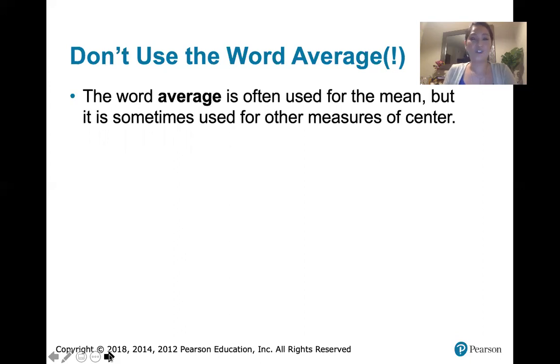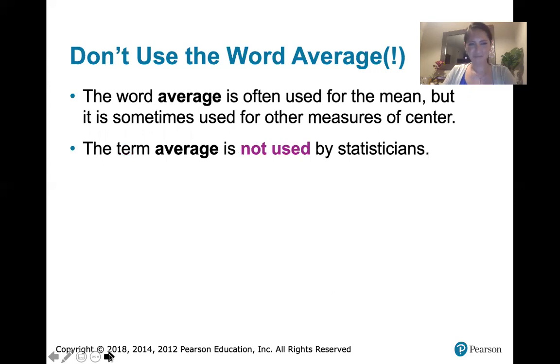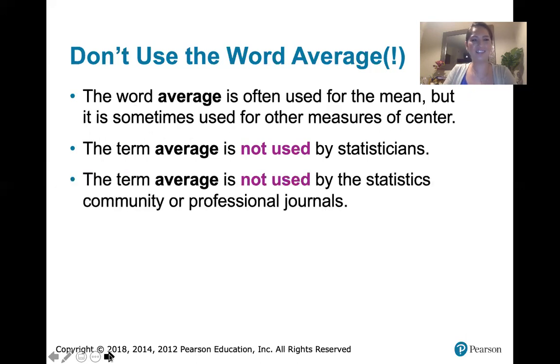But Mr. Triola hates that. He says it's ambiguous, don't ever use the word average, and you'll see that over and over again in our textbook if you read our text. He says, and this is directly off of his slides, I've just added some highlighting for emphasis, the term average is not used by statisticians. The term average is not used by the statistics community or professional journals. So because you're taking a statistics class and we want to be professional, we're not going to use the word average anymore.